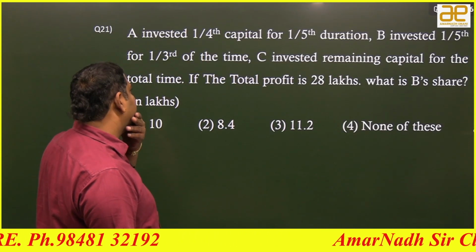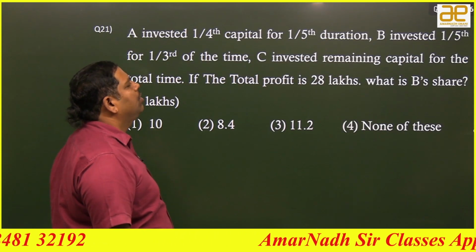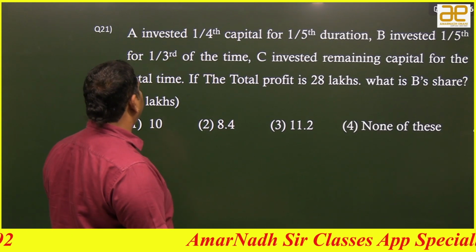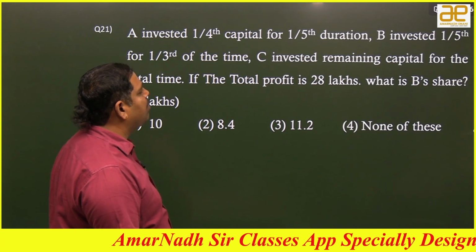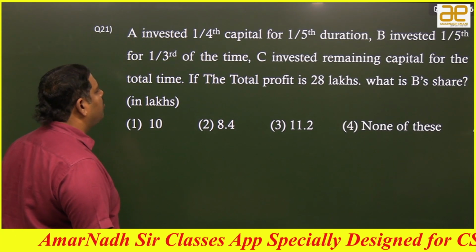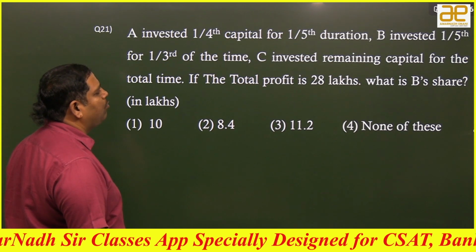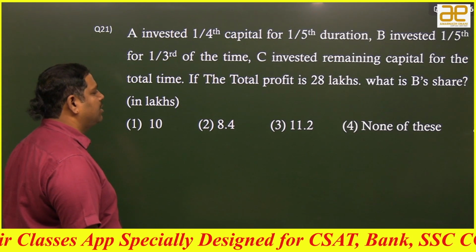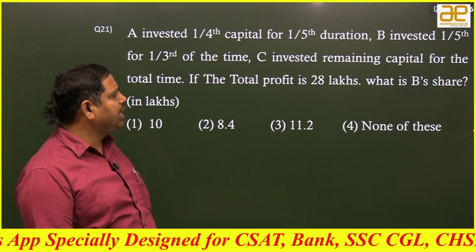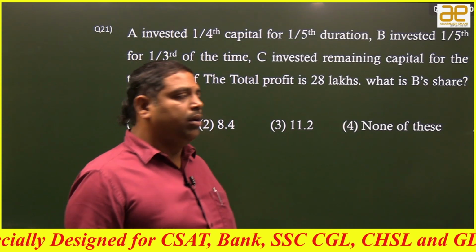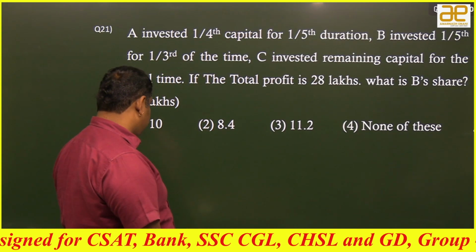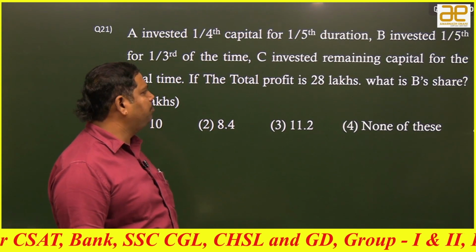A invested 1/4 capital for 1/5 duration. B invested 1/5 for 1/3 of the time. C invested the remaining capital for the total time. If the total profit is 28 lakhs, what is B's share in lakhs? Similar question, right? First you try it, then I will explain. Right, see the solution for it.